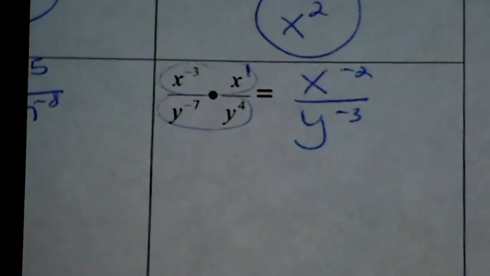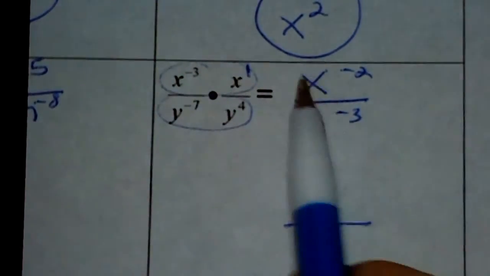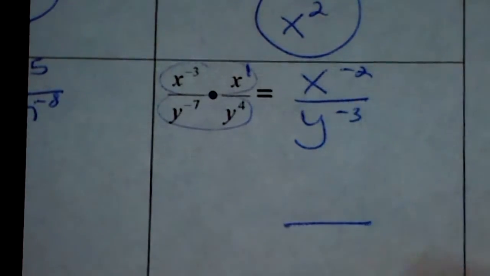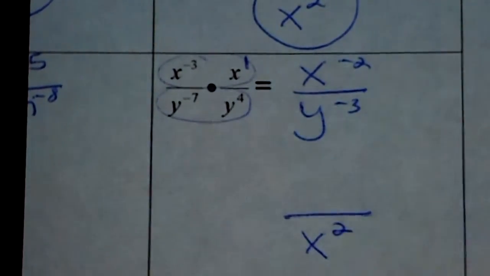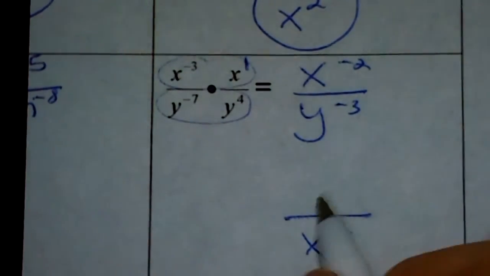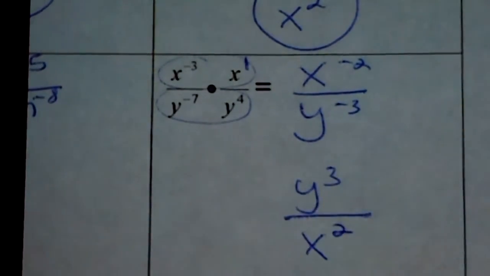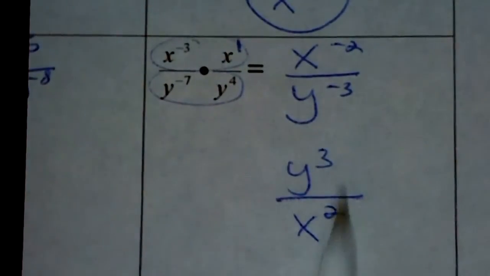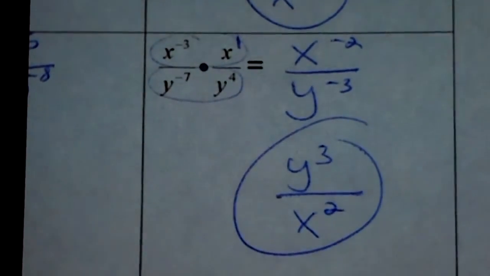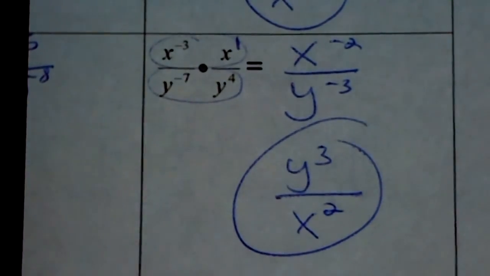Now for this one, I know that if I have x to the negative second power in the numerator, for it to be x to the positive second power, I can put it in the denominator. And if I have y to the negative third in the denominator, I can rewrite that as y to the positive third in the numerator. In looking at this, I have no repeat bases, I have no negative exponents. That is your final answer. We're finally done. Yay!